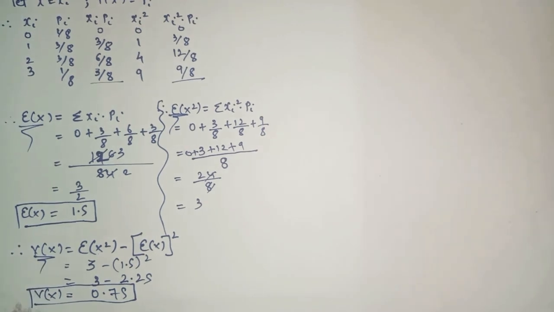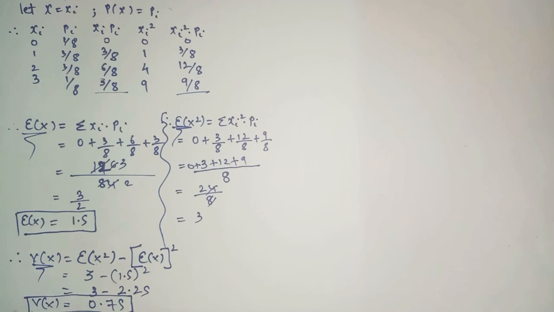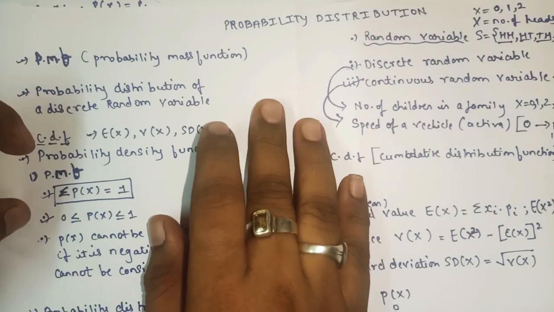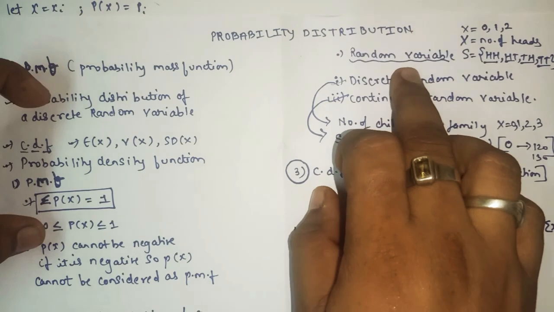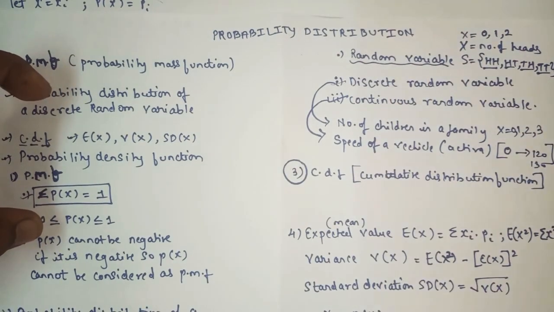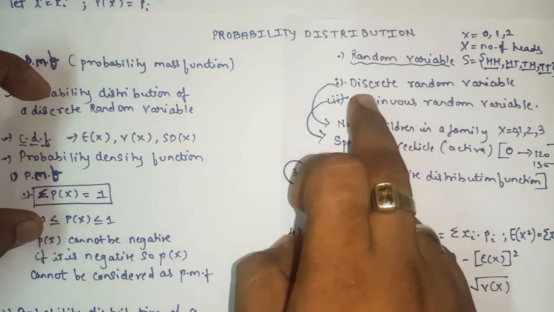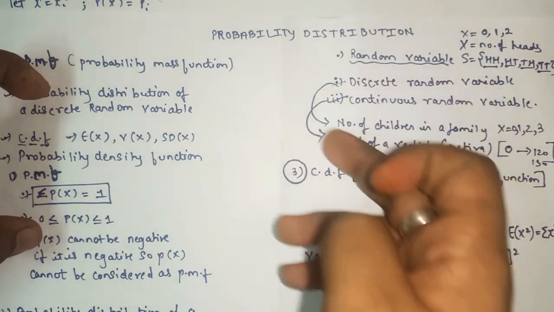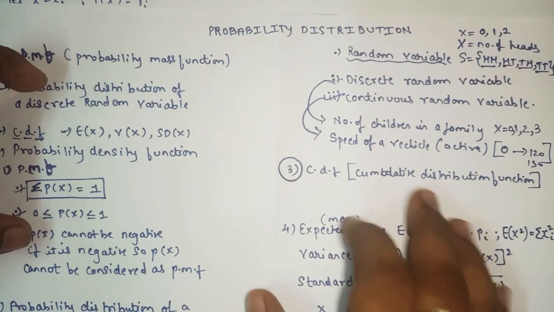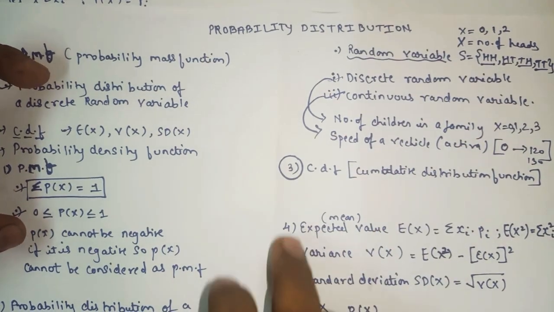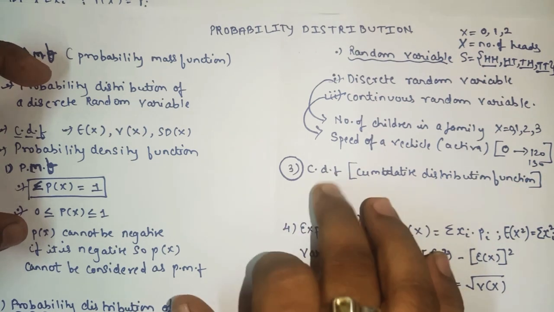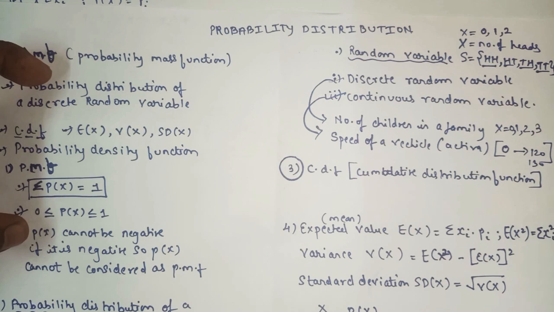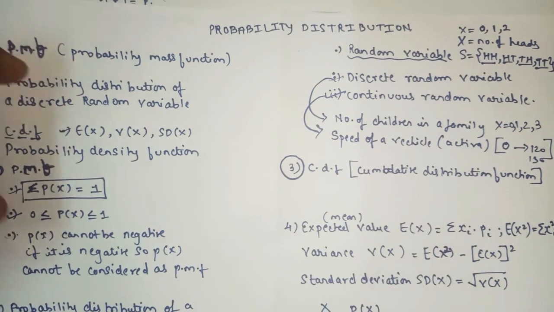I hope you all understood the concept. What is PMF? What do you mean by the probability distribution of a discrete random variable? Here I explained about the random variable. There are two types of random variable, that is discrete and continuous. We took some examples for explanation. Then after that we saw CDF. As I told, we'll see this section afterwards when we solve the sums based on CDF.